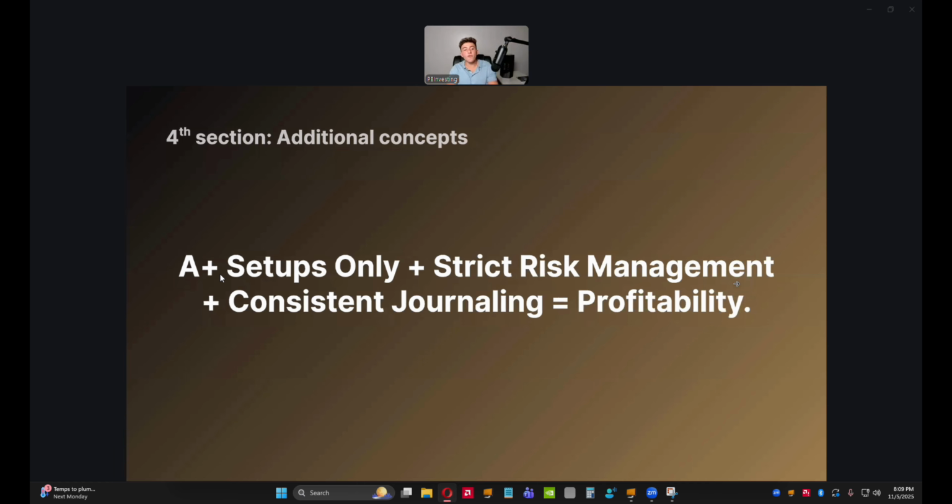So guys, the winning formula right here: A+ setups, strict risk management, and consistent journaling is going to take you one step forward to profitability. I just gave you guys everything you need to be a profitable trader. Now it's up to you guys to see if you're going to take it to the next step.